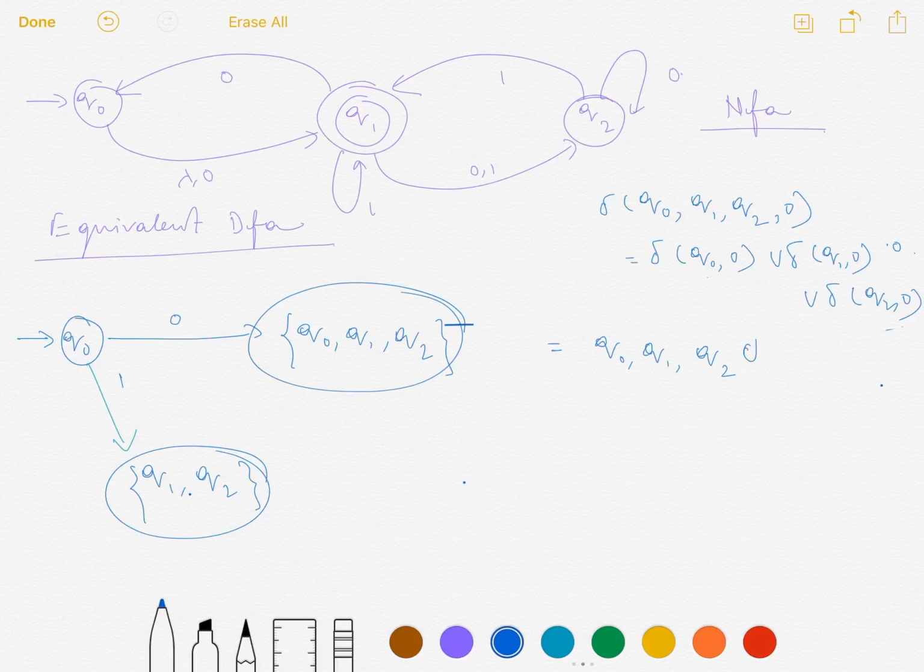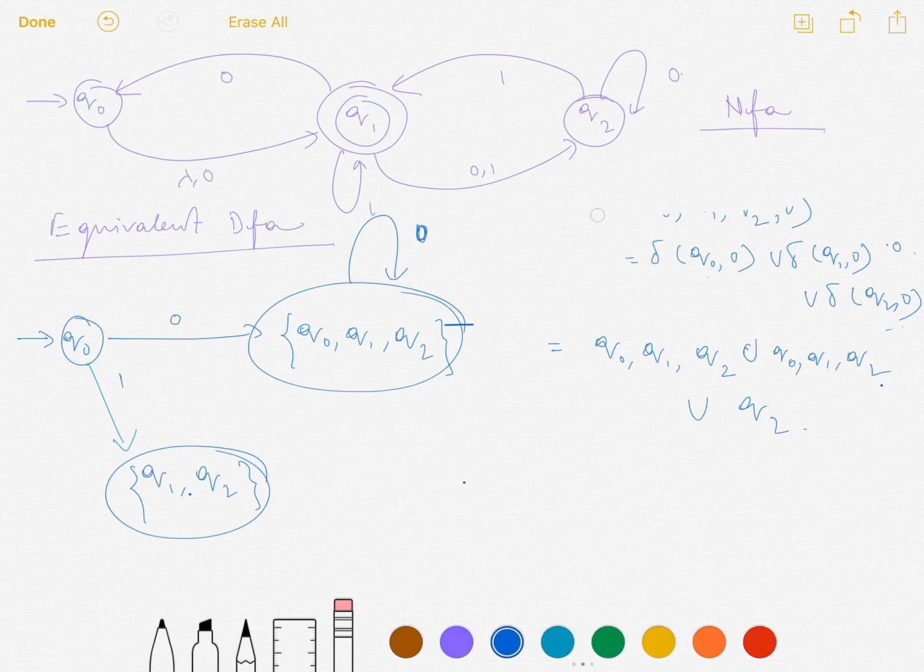Still, we will check what will happen in case of Q1 0. If I give Q1 0, it is going to Q0 as well as Q2, even Q1 also, because it is 0 lambda. So, it is going to Q0, Q1, Q2, union delta Q2 0, which is going to Q2 only. So, ultimately I am getting this one.